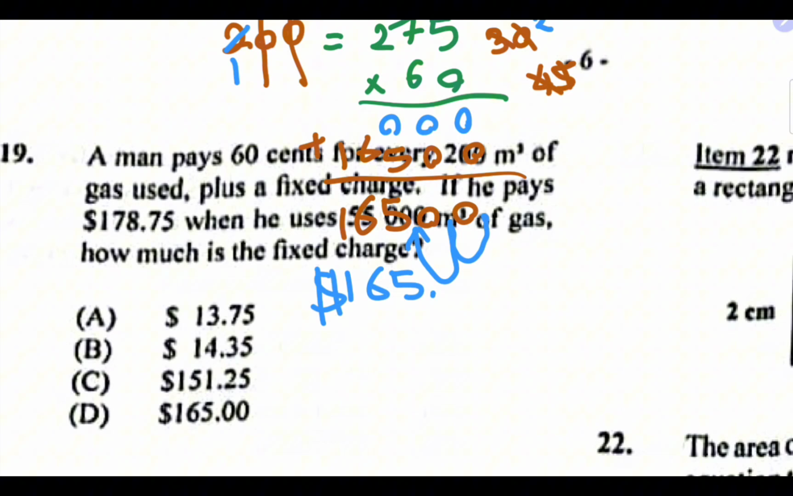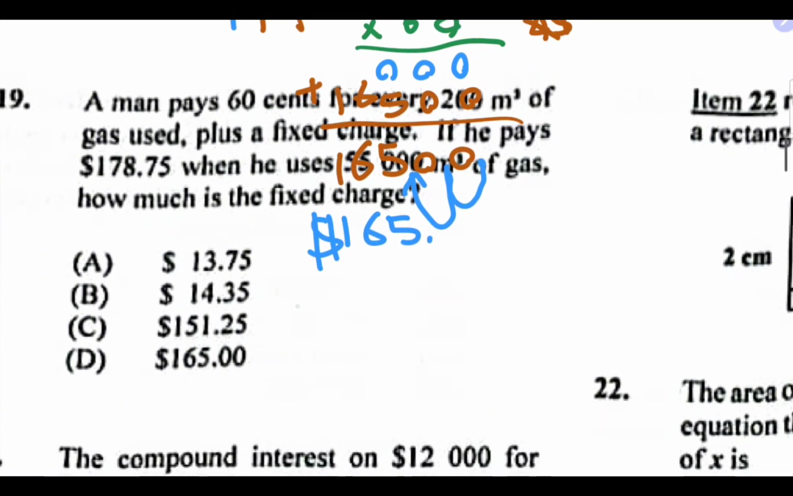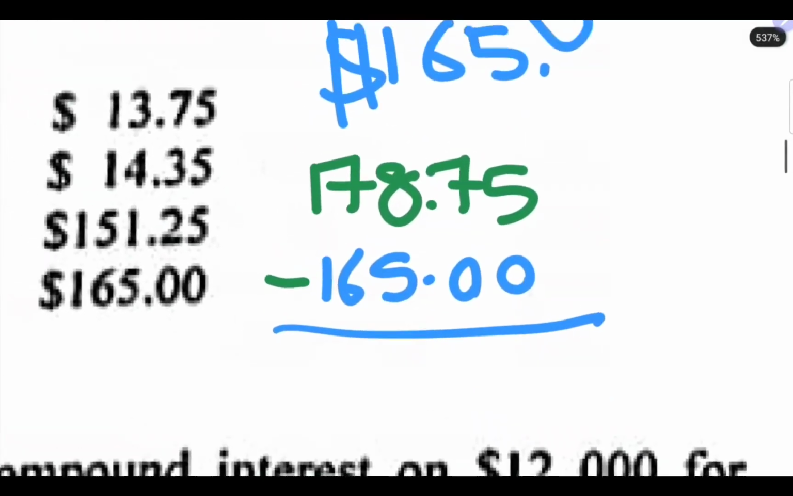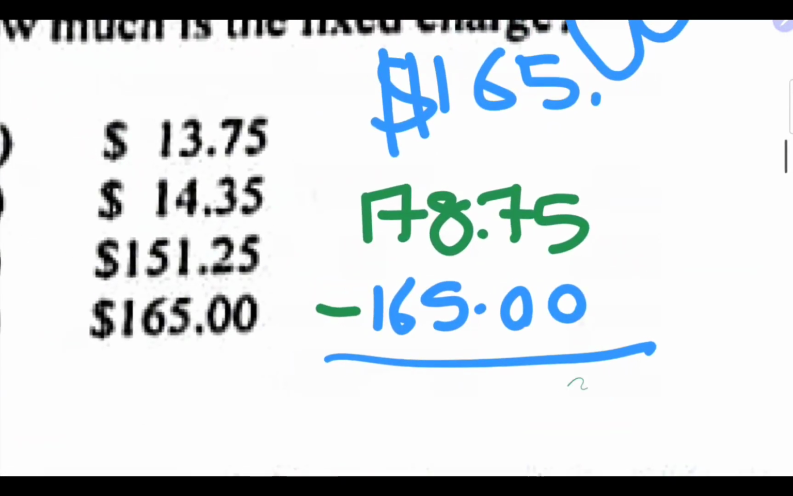Now, they said the total he would have paid is $178.75. So when we take the difference, that is going to give us the fixed cost. It's 178.75 minus 165.00. Bring back down the 5, bring back down the 7, put back the decimal point.